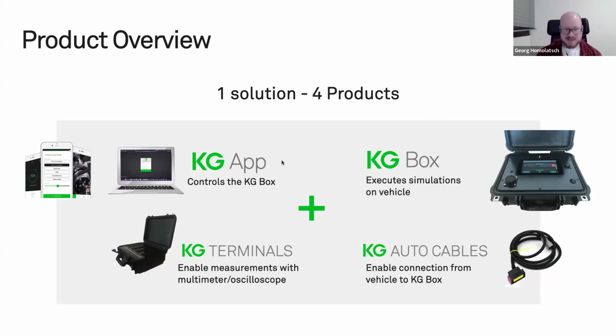So KG terminals, KG box, and KG app are really universal. They don't change based on the vehicle. The only component that might change based on the vehicle brand that you're going to use are the KG auto cables. Typically, the KG auto cables will be the same for different models within the same brand. So within GM, you're going to have one set of auto cables for the engine. Within Toyota, you're going to have one set of auto cables for the engine. And for Volkswagen, you're going to have one set of auto cables for the engine. And with that set of auto cables, you can then cover different models within the brand.